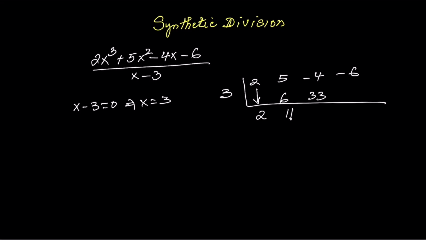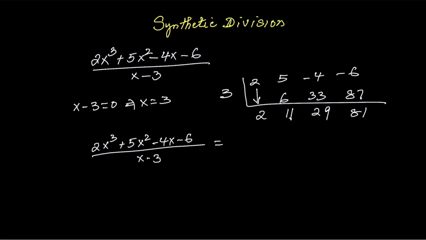Add to negative 4 to get 29. Multiply 3 times 29 to get 87. Add to negative 6 to get 81. The remainder is 81, so the divisor is not a factor. So the quotient is 2x squared plus 11x plus 29 plus remainder 81 over x minus 3. Example 1 is complete.